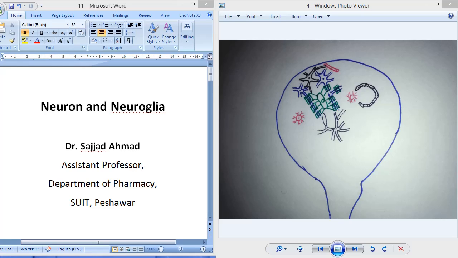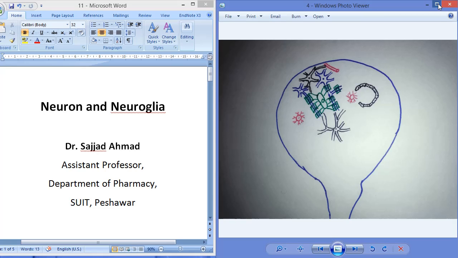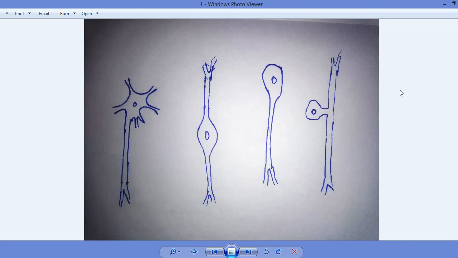Bismillahirrahmanirrahim. Today we are going to learn about the neuron and neuroglia. Neuron is the basic functional unit of the nervous system, while the neuroglia are the supporting cells which are present throughout the central nervous system and peripheral nervous system. There are various types of neurons and neuroglia throughout the central and peripheral nervous system.